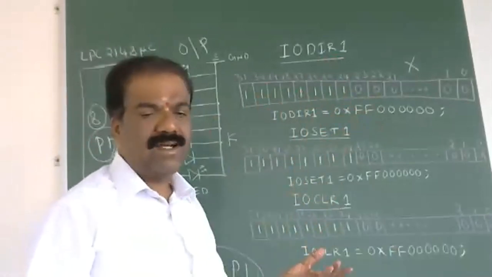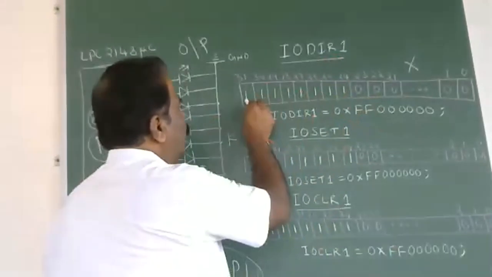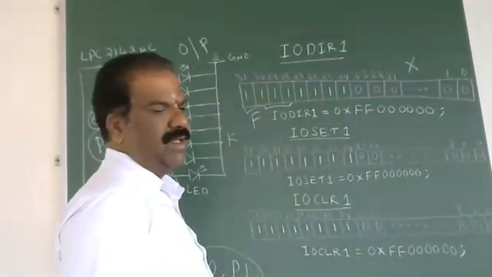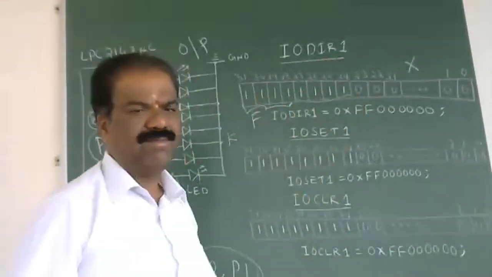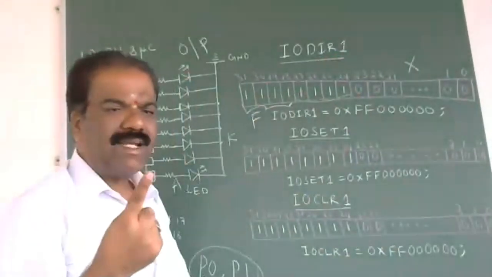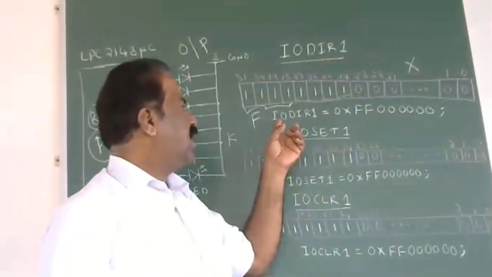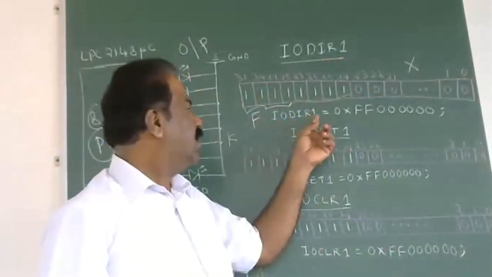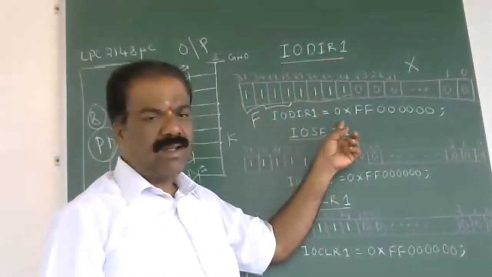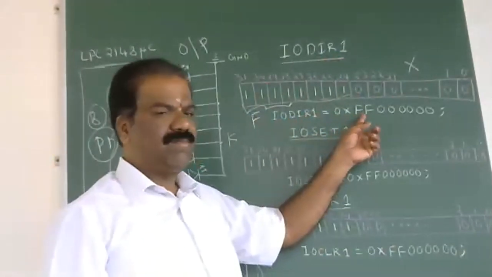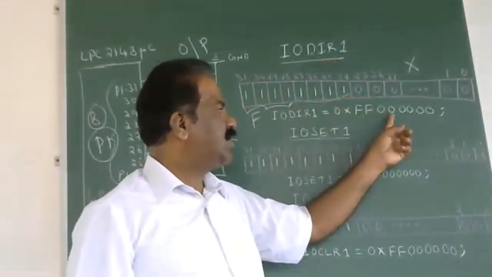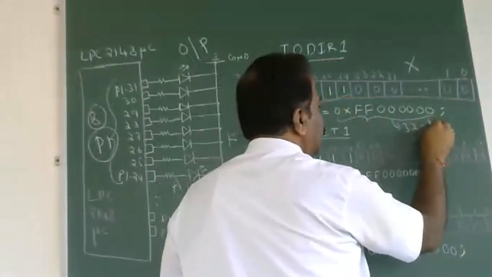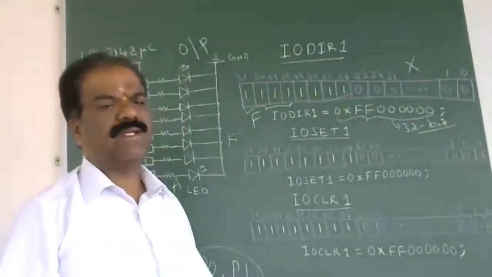So how to convert from binary to hexa? You have to make a group of 4 bits. Therefore, this is 1, 2, 3, 4. This is 4 bits. What's the hexadecimal equivalent of this? F. Like this is another group, that is another F. Therefore, we have to write one statement. You can write IO DIR1, it must be uppercase, it's case sensitive, equal to 0x, which stands for hexadecimal, followed by FF, then 0, 0, 0, 0, 0, 0. What is the total size? That is 32 bit.